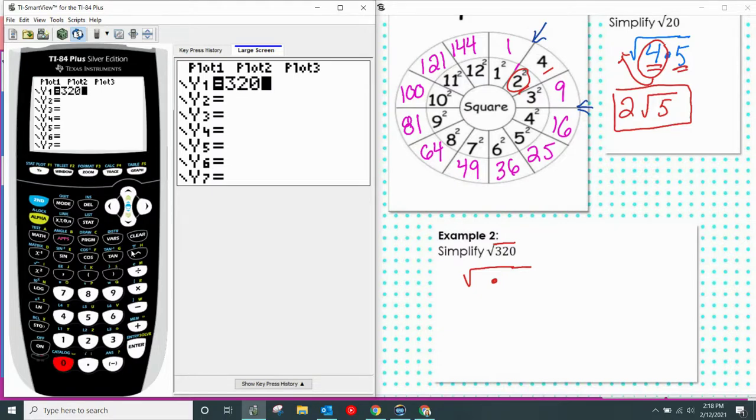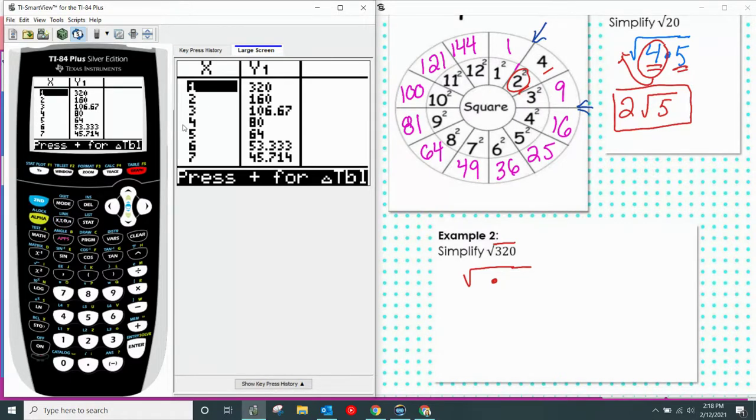If we do 320 divided by X, blue button, table. So all of these are what multiplies to be 320. So I'm going to look. I could do 1 times 320. But remember, I don't really want to use 1. Okay, I could do 2 times 160.